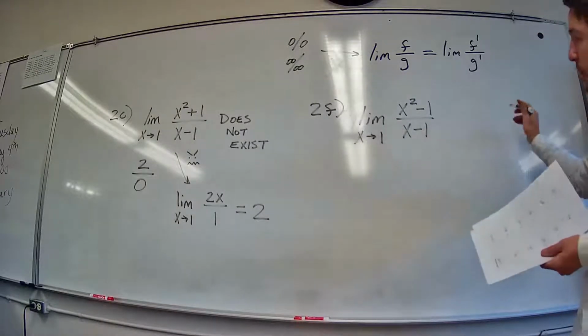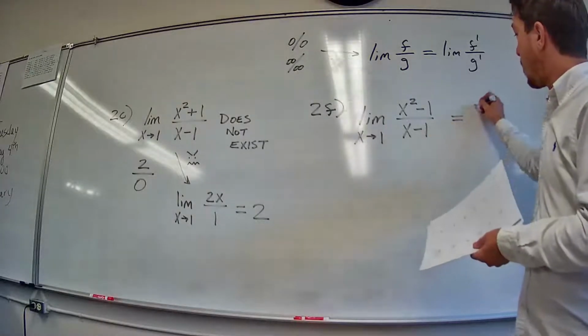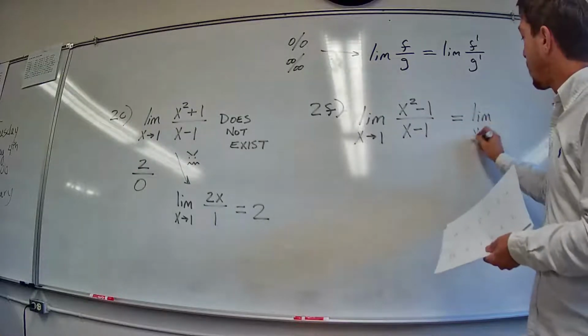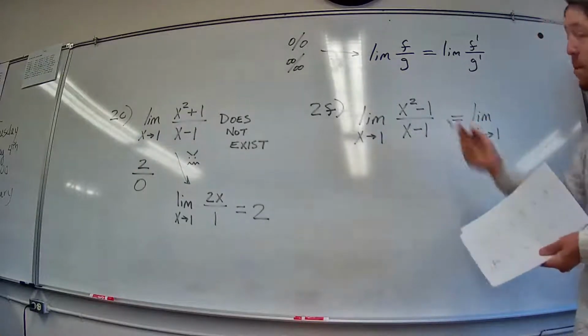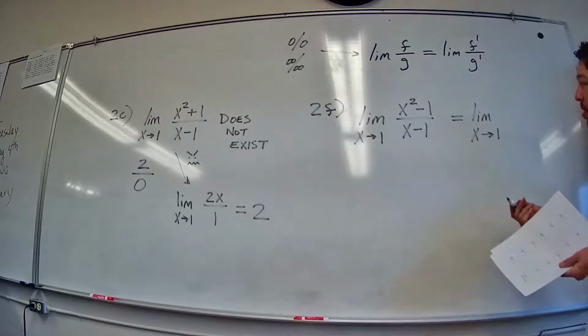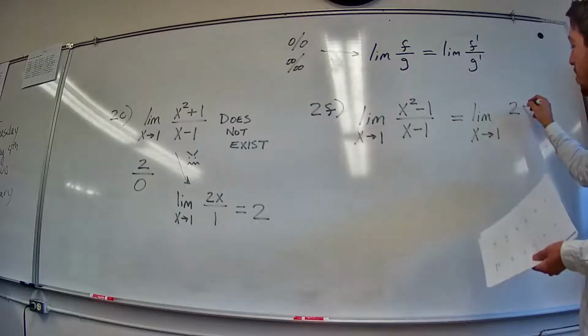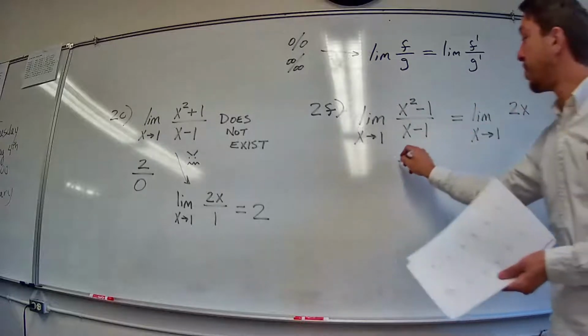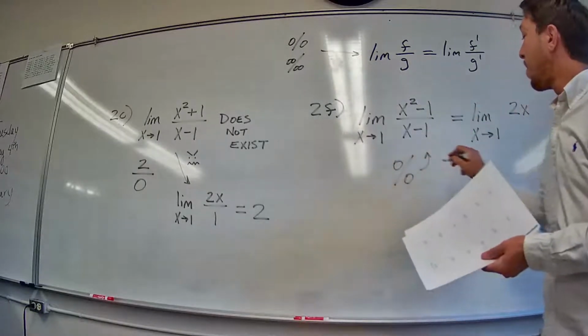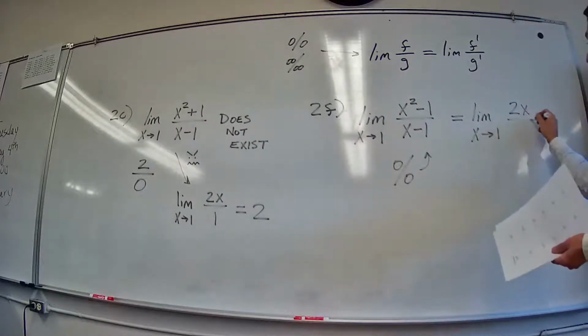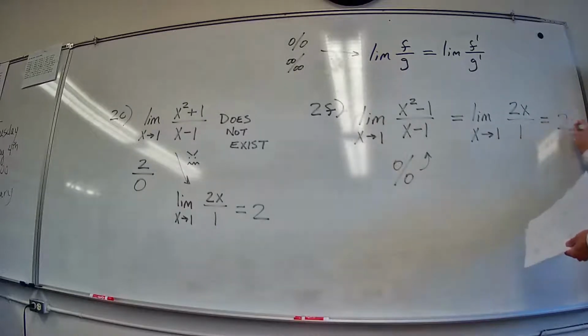This one, does this ring a bell for anyone? Well, can you use L'Hopital's rule here? Yeah. It's a 0 over 0 form. You'd get 2x over 1, which would get you an answer of 2.